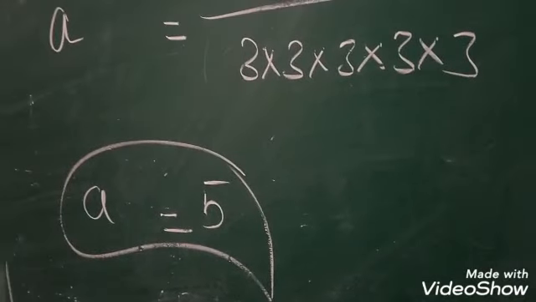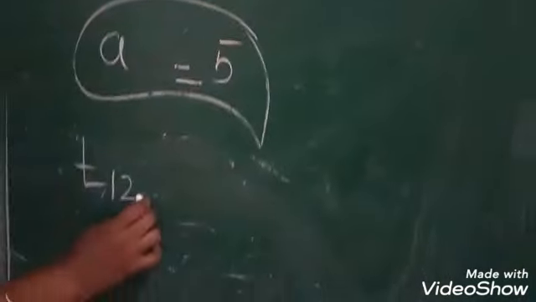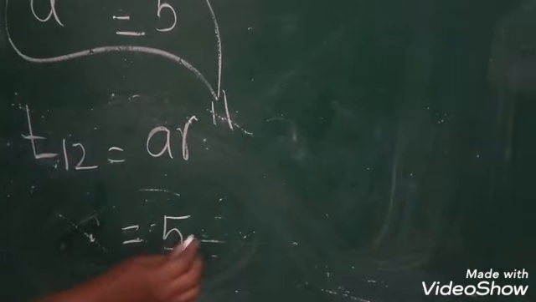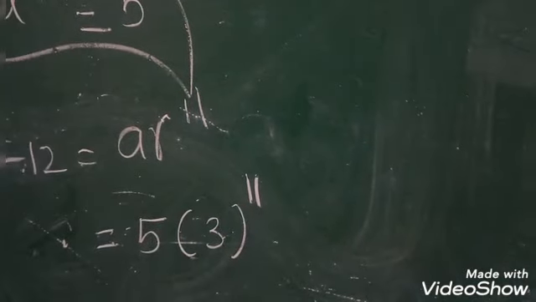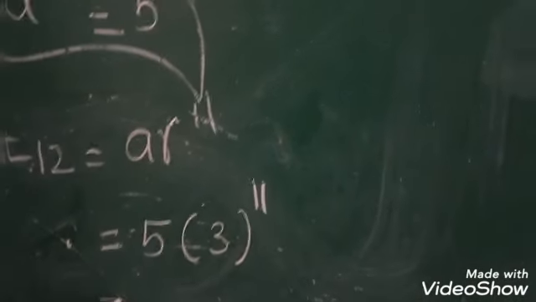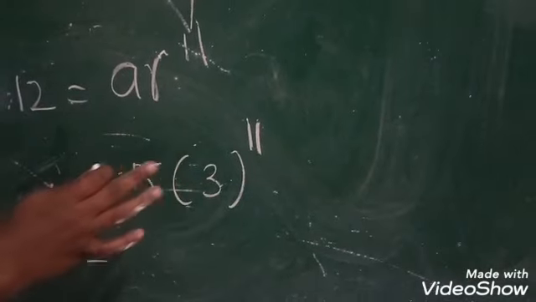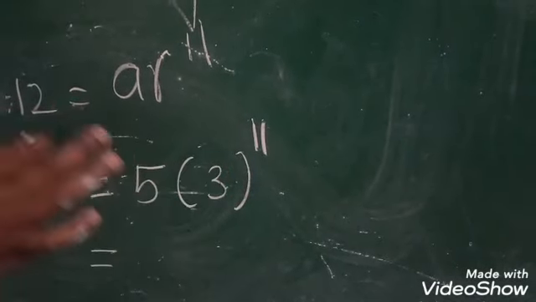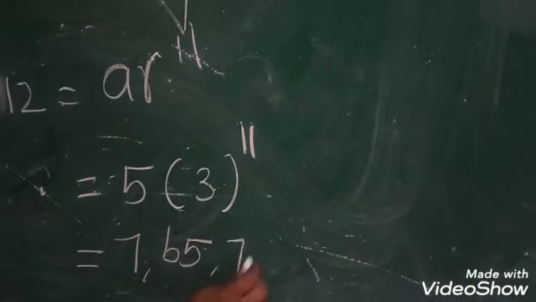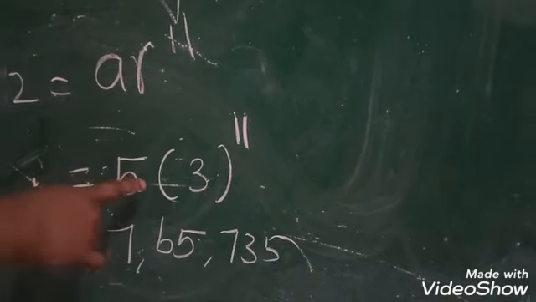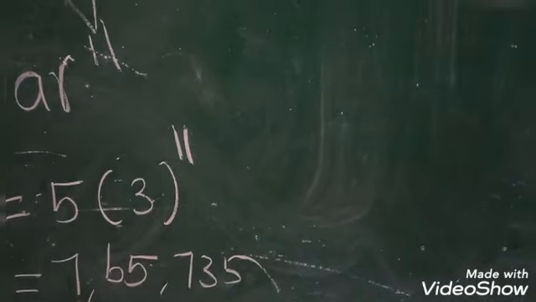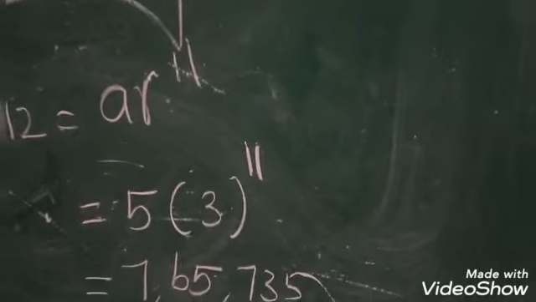Yes, we found R and A. Now you have to find T12. T12 is equal to A r power 11. So what is the value of A here? A is equal to 5, R is equal to 3. So A, 5 into 3 power 11. If you multiply, you will get the answer. The 12th term is, let us keep it as 5 into 3 power 11, no problem. But for the book answer, we need 7,65,735. Here 5 should be multiplied by 3 repeated 11 times. If you multiply, you will get this answer. Okay girls, this part is yours.